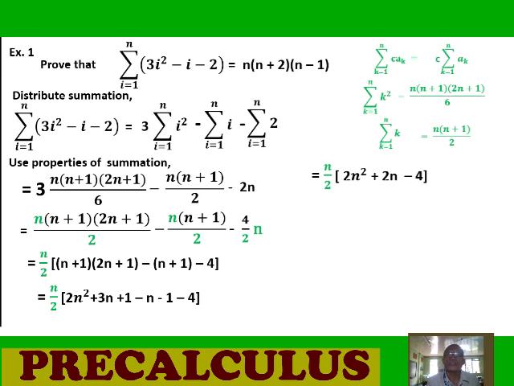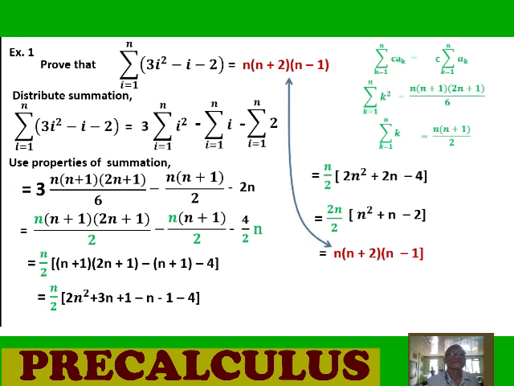Then in its terms, 2 is common. We can move 2 outside, then cancel out 2. Then the quantity is written in factored form. So n squared plus n minus 2 is in factored form: n plus 2 and n minus 1. So we have proven the value of the summation. Okay, next example.